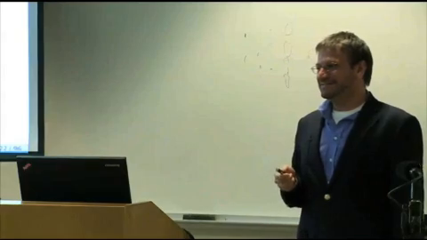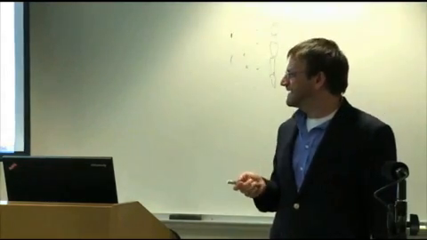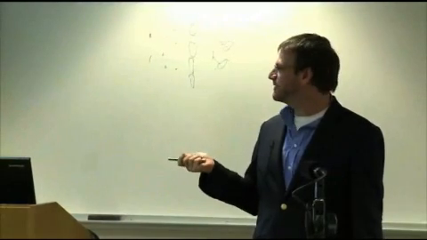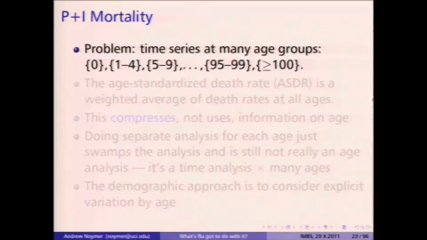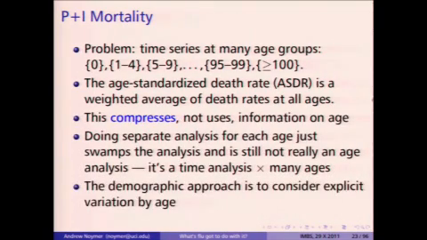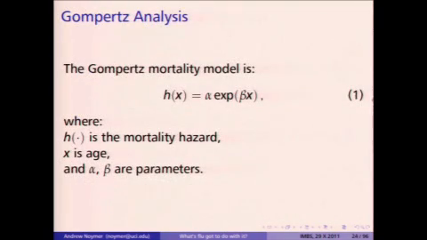Vital events by structure. The most common structure is age, and in my opinion, we'll talk about this later. So we've got all these age groups, and the age standardized death rate just compresses that and doesn't really do it. So what demographers often do is some sort of model of the incidence of mortality by age. The Gompertz model is simply exponentially increasing mortality by age. So x is age.